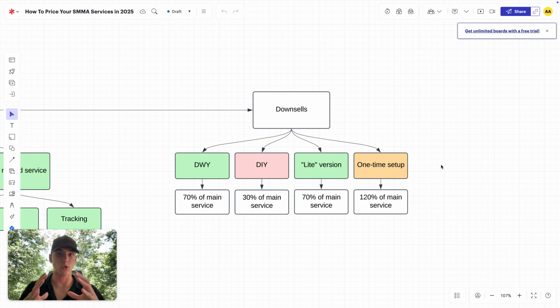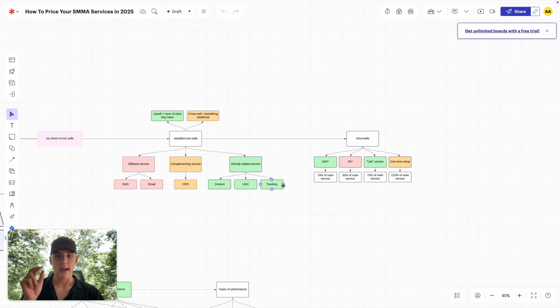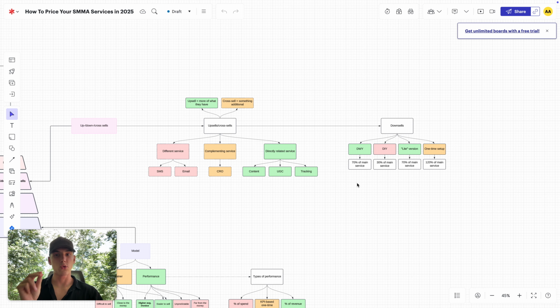You set up the ads, you do the content, you give it to them, and then they begin managing it themselves. This could be an easy cash grab if they don't want this subscription-based offer, but again, prefer one of these two instead over the one-time setup. Again, don't be too naive with these upsells, downsells, cross-sells.